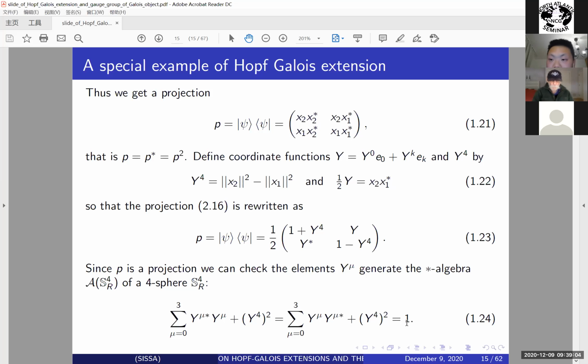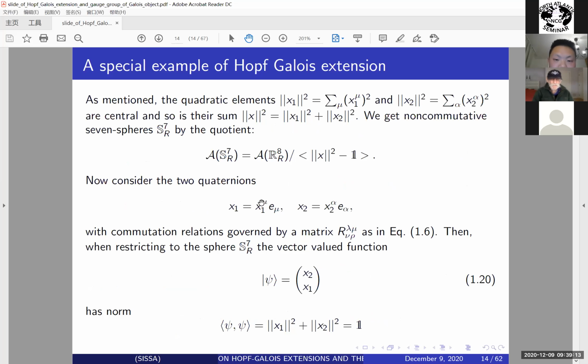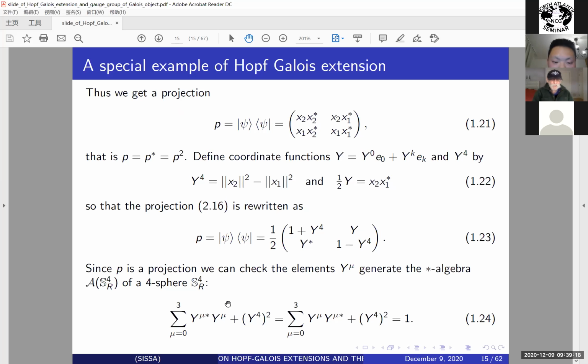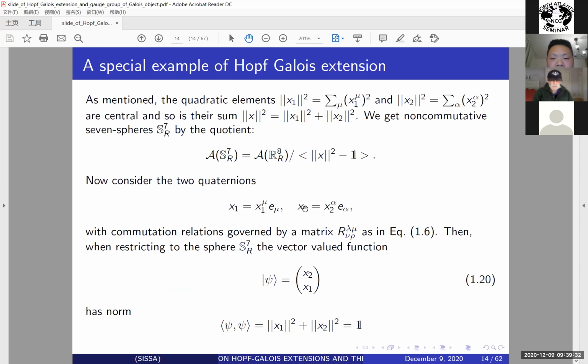Shao, please wait, I'm confused. What are these E0, Ek? Can you remind me? These are coordinate functions on where? On your S7? Yes. So here, x are the coordinate functions on S7, and here y are the coordinate functions on S4. I mean y0, yk, and y4. But do you already mean quantum? Yeah, this is already quantum because x1 and x2 are non-commutative. I mean, they do not commute with each other.